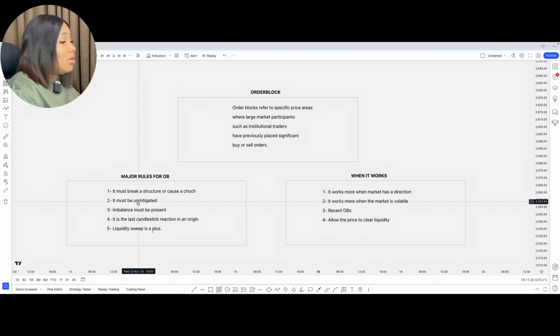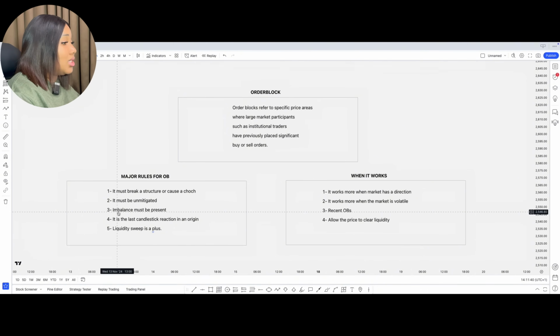Number two, it must be unmitigated. Now, what I mean by unmitigated is make sure that your order block price or market has not tapped into it, because once market has tapped into an order block, it is no longer valid. It will become liquidity zone. So make sure that the order block has not been tapped into, that is, it must be unmitigated.